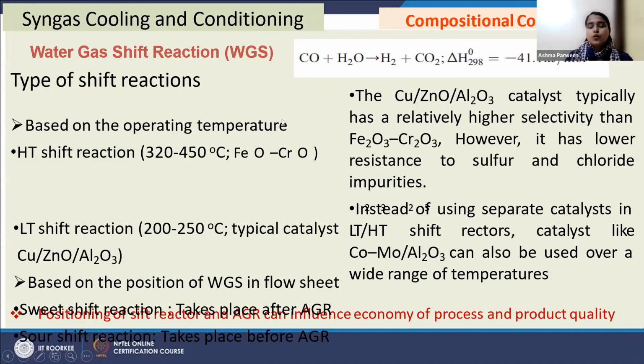I have told you that to improve the purity of syngas, we use shift reactions. There are two types of shift reaction. First is the high temperature shift reaction, and second is the low temperature shift reaction. We do the HT shift reaction in the range of 320 to 450 degrees centigrade using an iron or chromium oxide catalyst, or we use the low temperature shift reaction at a temperature of 200 to 250 degrees centigrade using a copper, zinc oxide or aluminum oxide catalyst.